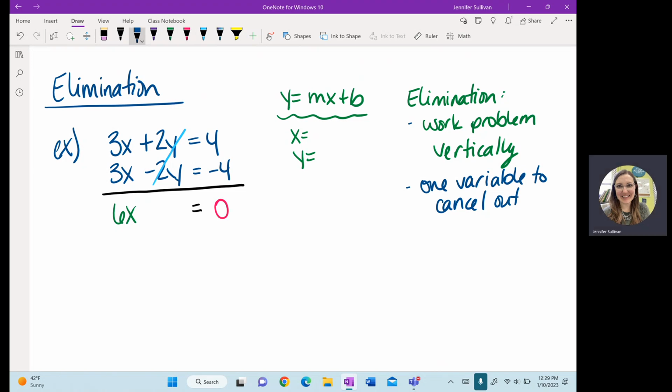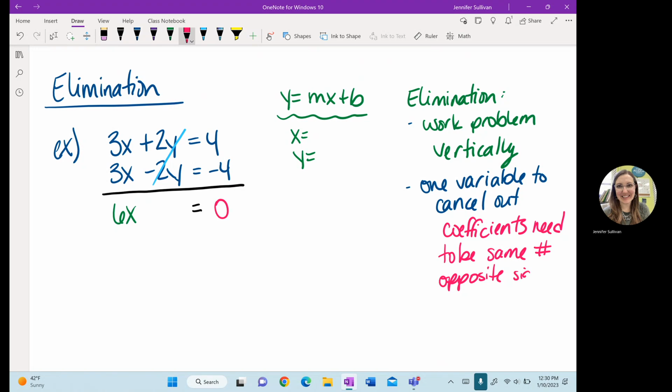The y's cancel. Now, in order for a variable to cancel, the coefficients, so remember the number in front of the variable, they need to be the same number, but with the opposite signs. So a positive 2y and a negative 2y, a positive 10y and a negative 10y, a negative 12y and a positive 12y. They just have to have the same number but opposite signs, one positive and one negative.